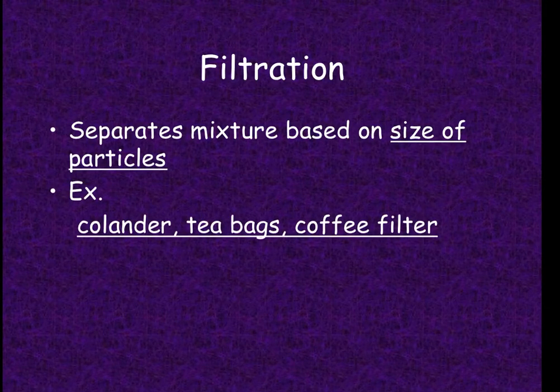Some things that you are familiar with filtering are things like a colander, a tea bag, and a coffee filter. You know, you go and you make macaroni and cheese. You boil the pasta in a pot of water. Well, you then need to separate the pasta from the water. So you put it in a colander. The water is able to run out, but the holes aren't big enough to allow the pasta to run through, so it is kept behind.